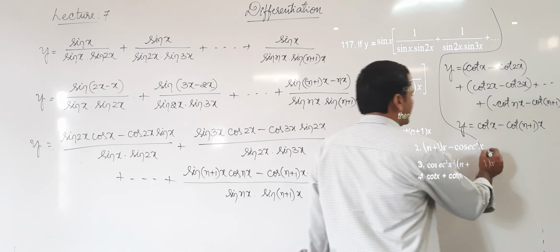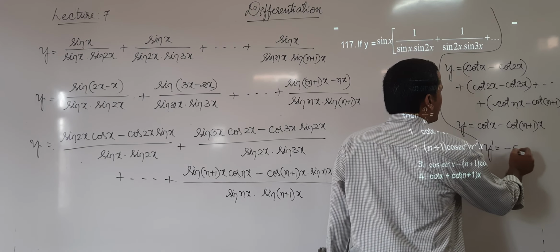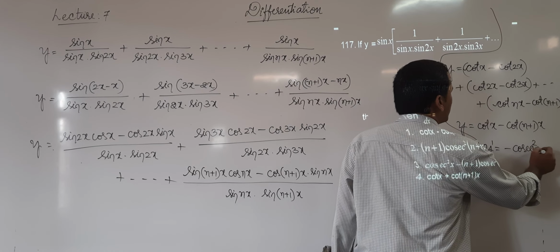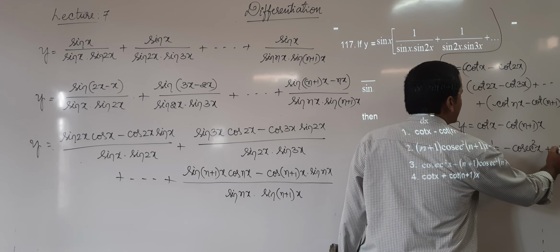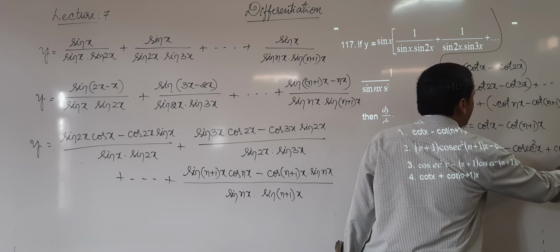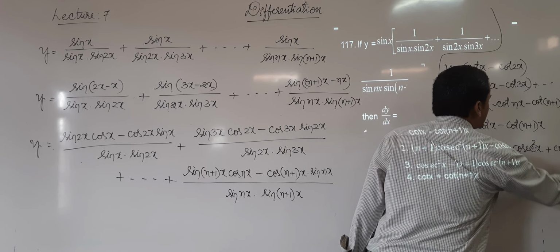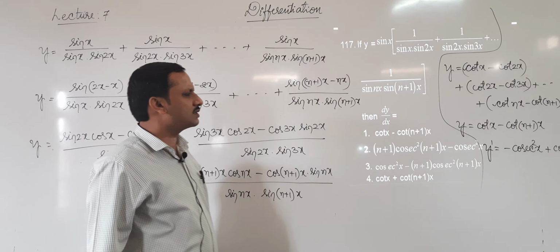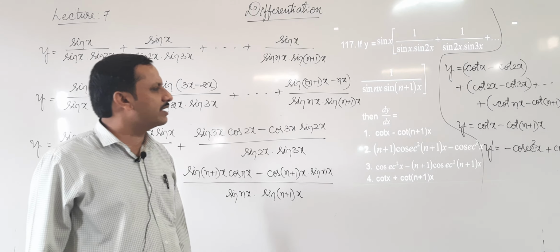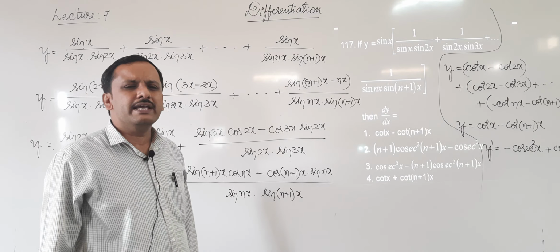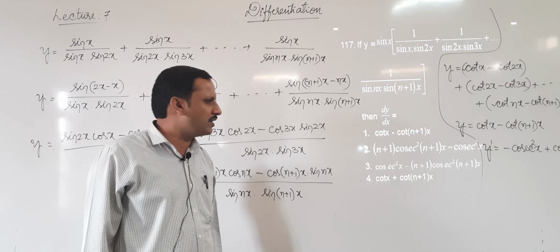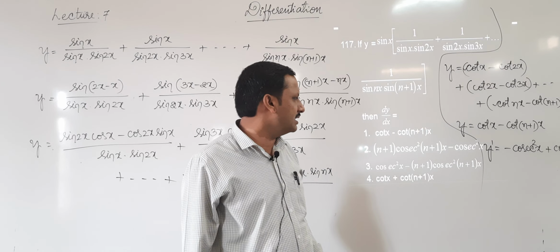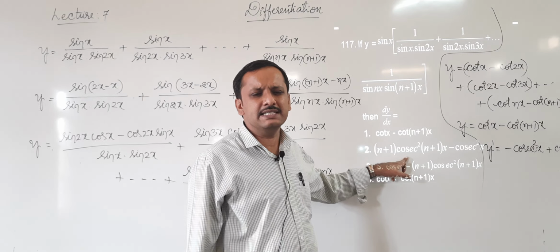Now you differentiate it. y' is equal to the derivative of cot x, which is minus cosec squared x, minus of minus, it will become plus cosec squared (n+1)x into (n+1). That is the answer. y' equals minus cosec squared x plus (n+1) cosec squared (n+1)x. In other words, (n+1) cosec squared (n+1)x minus cosec squared x, which is the second option.